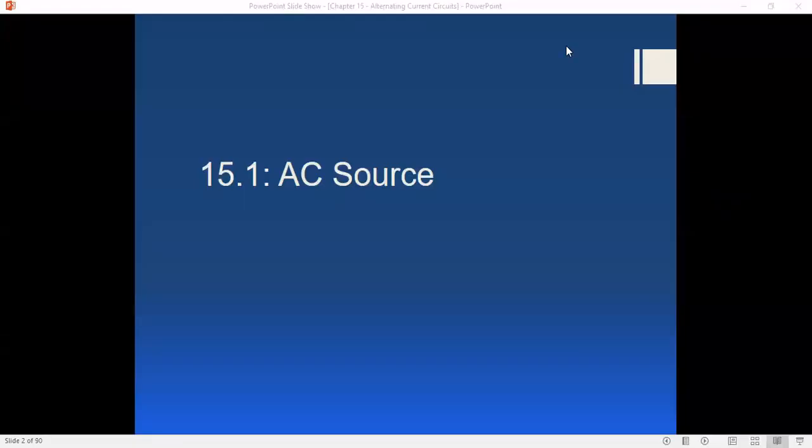Chapter 15, we start looking into alternating current sources. We're going to see how AC circuits behave, and we're also going to take a look at some practical considerations when we're talking about not only the power that comes into our homes, but also how the power is delivered.